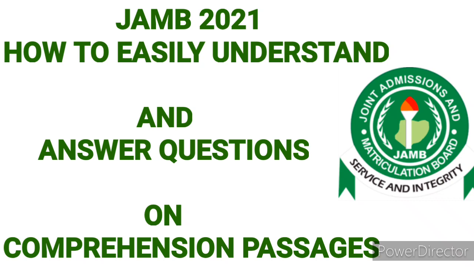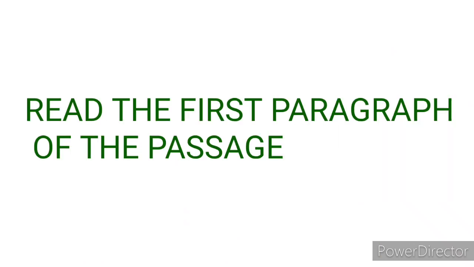After you've logged into your page, immediately you click on Use of English and are about to solve the questions on comprehension passage, the first thing you will need to do is to read the first paragraph of the passage. Since Jamb comprehension passage usually do not have a caption, the first paragraph is what will give you an insight on the topic and the nature of the comprehension.